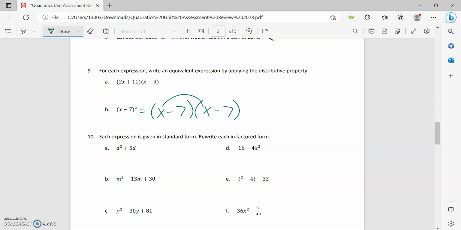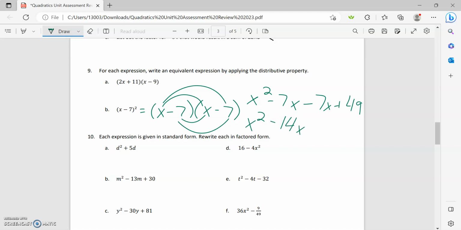You can do the first, outside, inside, and then last, and you get x squared minus 14x plus 49.